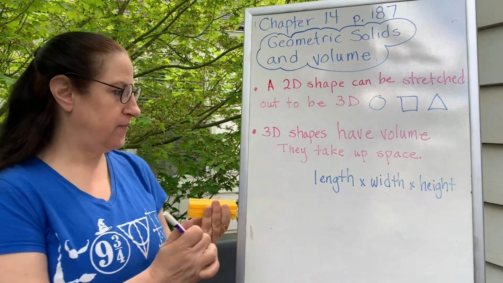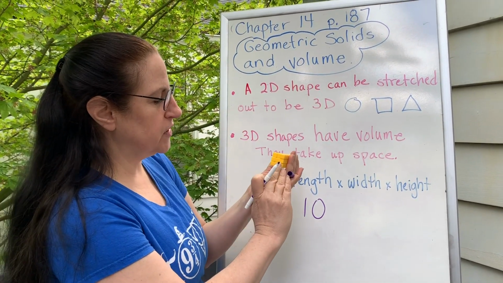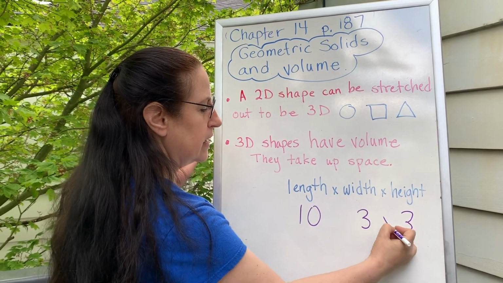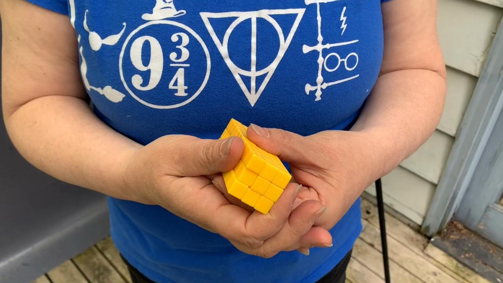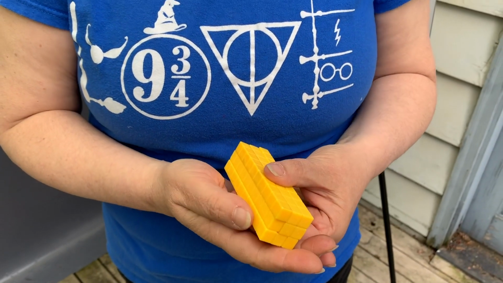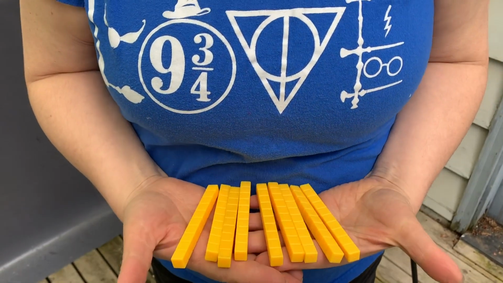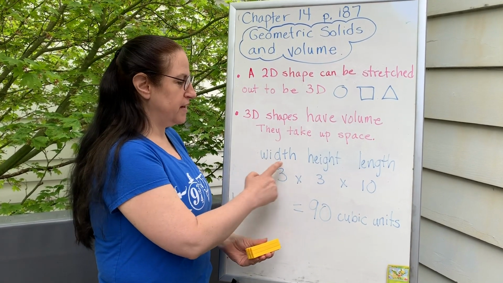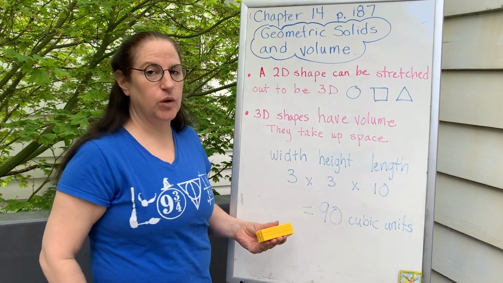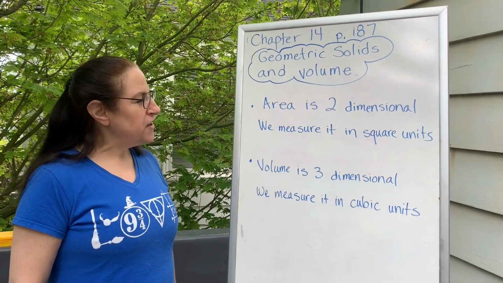Let's see how that works. The length was 10. The width of the square that we first looked at was 3, and the height was 3. We can multiply all of those together to make 90. 3 times 3 times 10 is 90. Let's check. 10, 20, 30, 40, 50, 60, 70, 80, 90. So by multiplying width times height times length, we found out how many cubic units were in this rectangular prism. 90 cubic units.